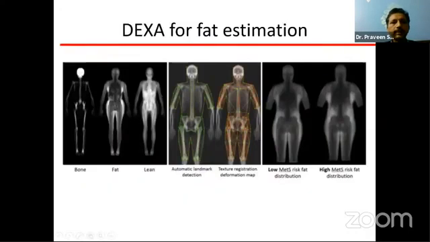This is how we can estimate with the DEXA. We can estimate the bone, we can estimate the fat, and we can estimate the fat-free mass. We can also estimate how much is in the upper limb, how much is in the lower limb, and how much fat is in the axial skeleton.